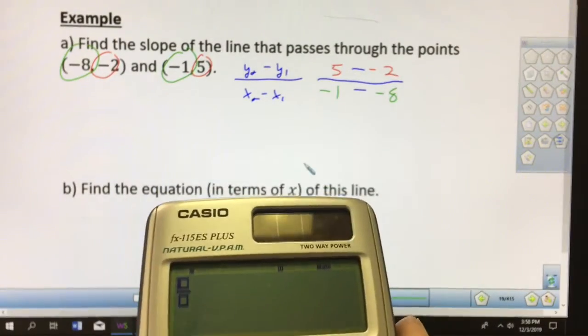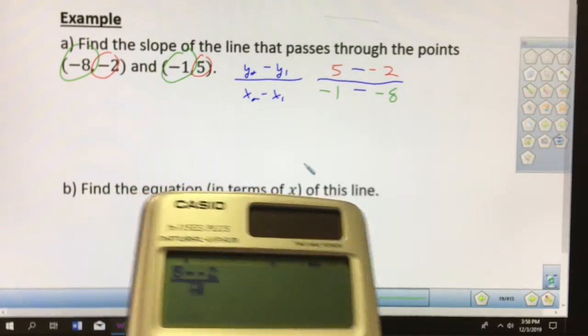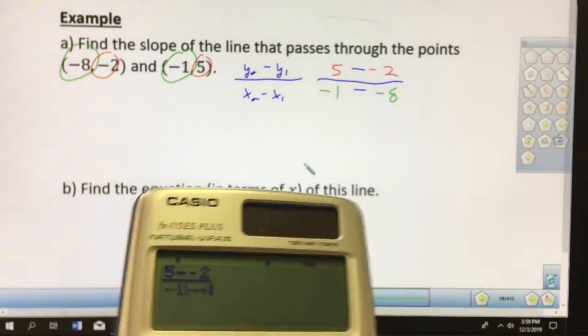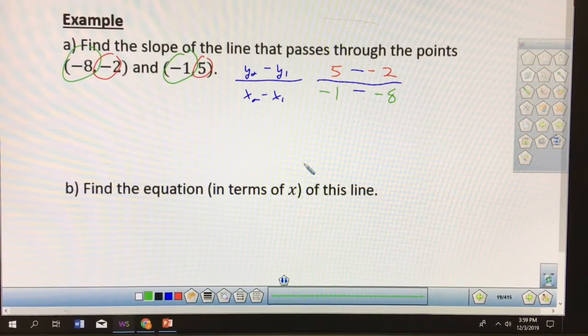So I just hit the over under button and then type it in. 5 minus negative 2, negative 1, minus negative 8. It's just going to give you a slope of 1. Not that big of a deal.